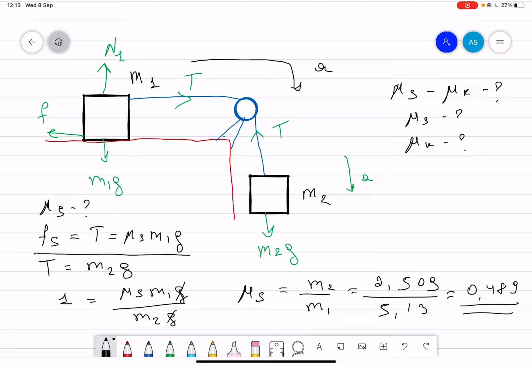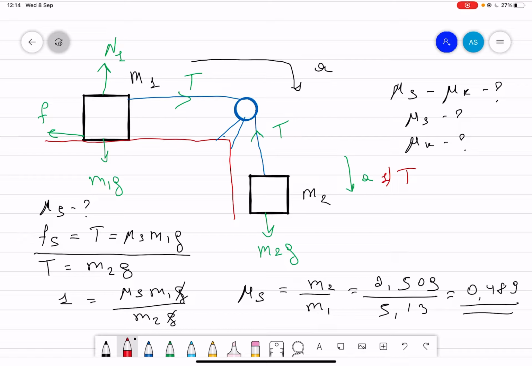In the case of mu k, now things start accelerating. So now let me first write down the first equation for the first box, where we will have tension. Whatever is the right side, you have to make sure that you're defining direction properly, okay? Otherwise you will get the negative sign and you may get the wrong answer.